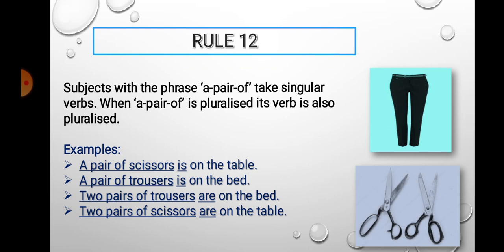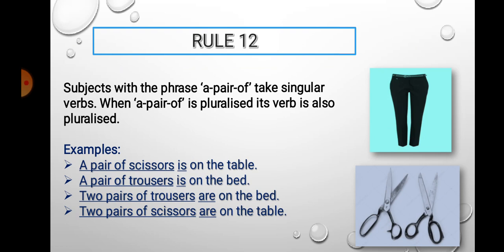Subjects with the phrase a pair of take singular verbs. When a pair of is pluralized, its verb is also pluralized. That is, you can have a pair of and you have 2 pairs of. A pair of, some pairs of.